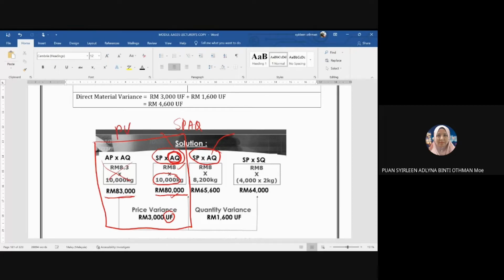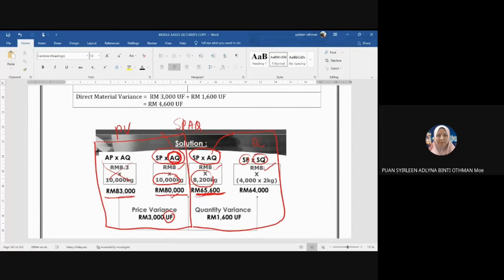Okay, so sekarang saya nak kira quantity variance pula. So quantity variance, I am going to use a different AQ. So harga masih sama, standard price masih RM8. AQ is 8,200. Okay, so kita akan dapat 65,600. Okay, SPSQ, okay, this is your budgeted cost. Alright, budgeted cost awak ialah SP multiply by SQ, it's RM8.